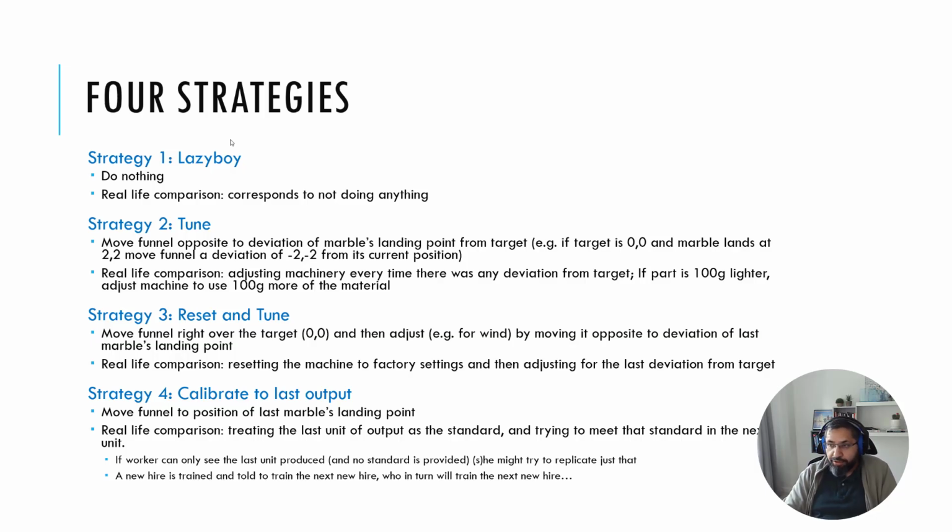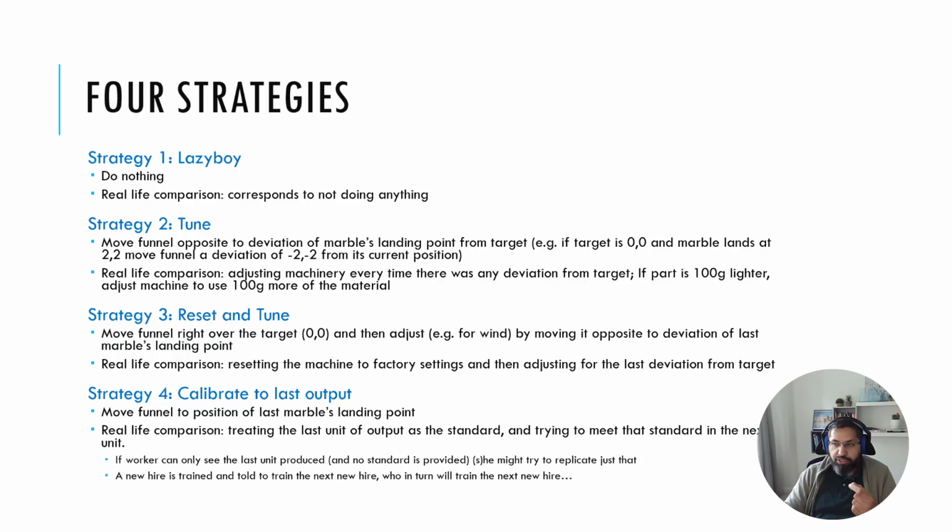The real life comparison is very similar. You can adjust machinery. Let's say you have a filling machine filling up bags of product and it's putting in 100 grams extra of product in the bags. You don't want to ship extra product to the customer. So you set it up to push out 100 grams less each time, because it was pushing out 100 grams extra each time. You tune in the opposite direction to correct for the error in the output.